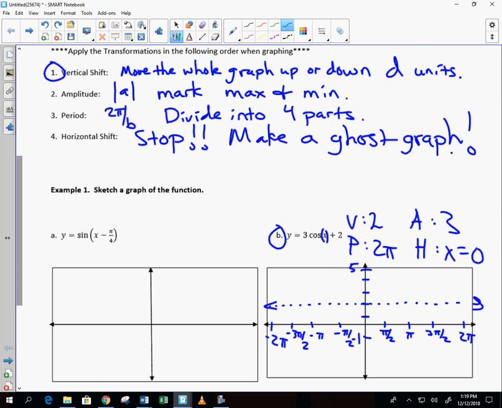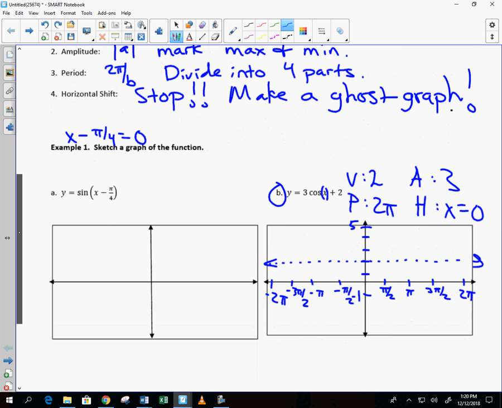Here, there's a horizontal shift. If you take x minus pi over 4 and set it equal to 0, what is x? Pi over 4. So that means that there's a horizontal shift to pi over 4 for this one. For this one, there's no horizontal shift. So we could just start graphing it. But if there is a horizontal shift, make life easier on yourself and start with a ghost graph.